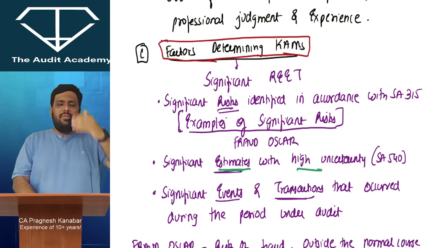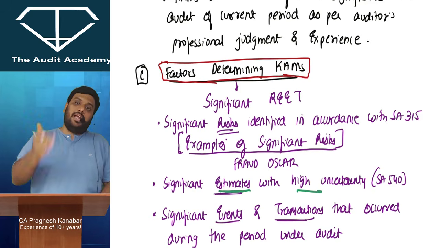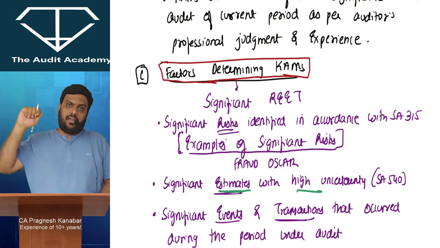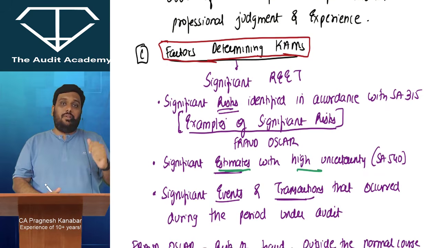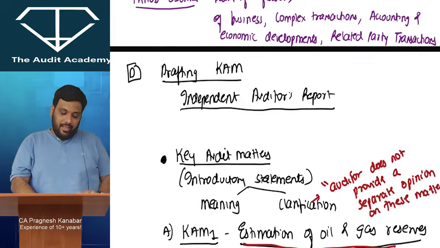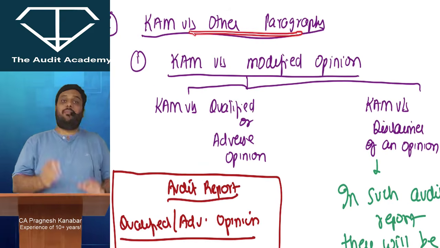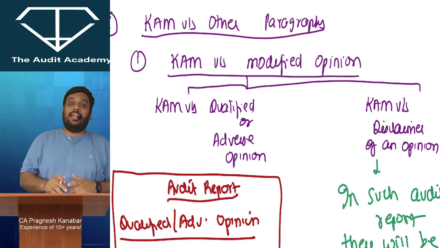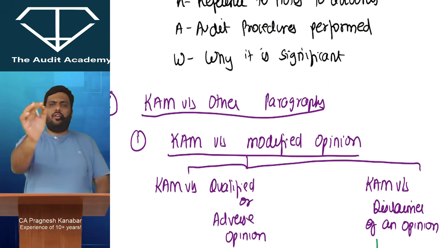Now, why am I teaching in this particular sequence? First, I talked about qualified, adverse and disclaimer of opinion. Then I talked about emphasis of matter and other matter paragraph. And then I took the discussion of key audit matters. Why this particular sequence? So that I can compare key audit matters with other paragraphs. All right. Now listen to me very, very carefully. Imagine you are conducting the audit of Reliance Industries Limited.